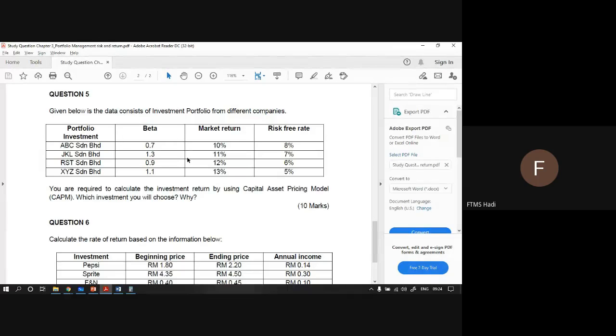Okay, given below is data consisting of investment portfolios from different companies. You have 4 companies here: ABC Sdn Bhd, JKL Sdn Bhd, RST Sdn Bhd, and XYZ Sdn Bhd. These are the respective beta, market return, and risk-free rate. The question here: you are required to calculate the investment return by using the capital asset pricing model, CAPM. Which investment will you choose and why? Of course, you need to calculate all of this first before making a decision.